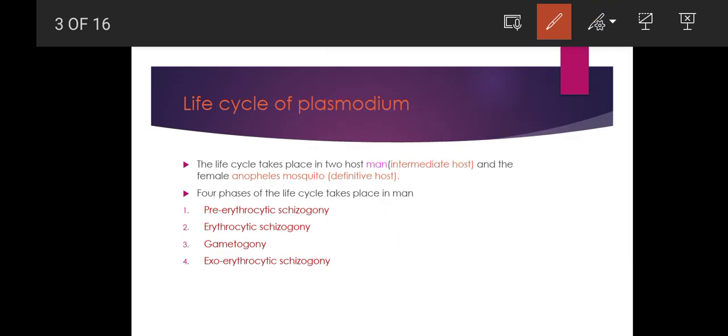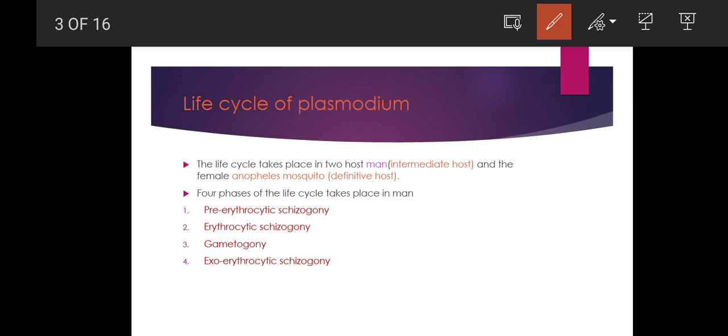Now moving on to the gametocytic phase, where we have the production of the male and female gametes of the Plasmodium parasite in blood. This production is responsible for the transmission of the parasite from an infected man to a healthy mosquito. So take note, the production of gametes is done in man, but the fertilization does not take place in man. Fertilization takes place in the mosquito.